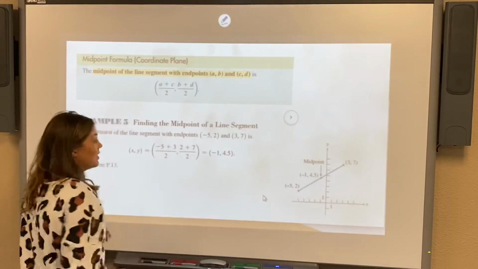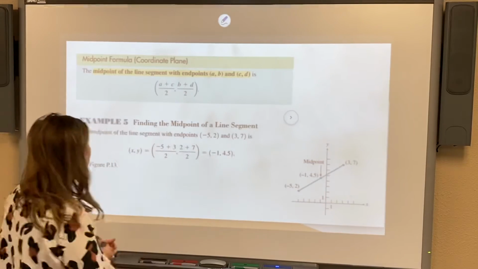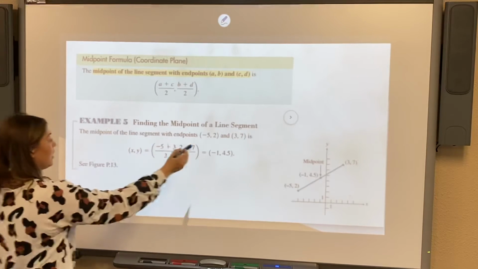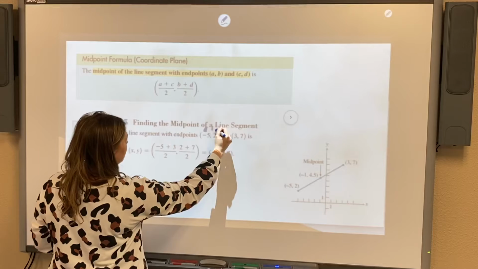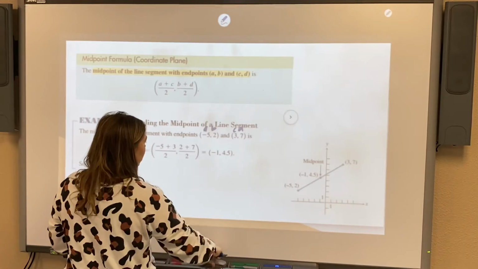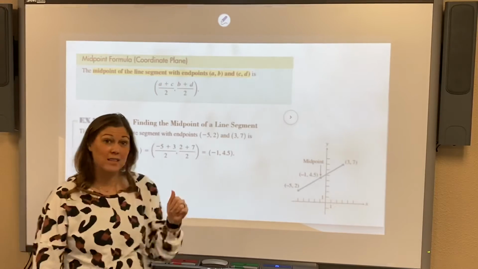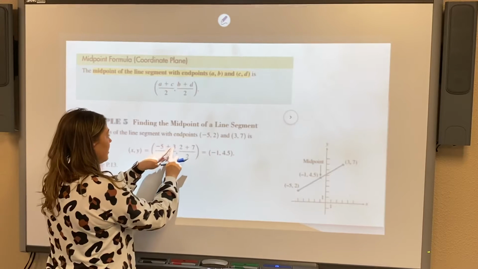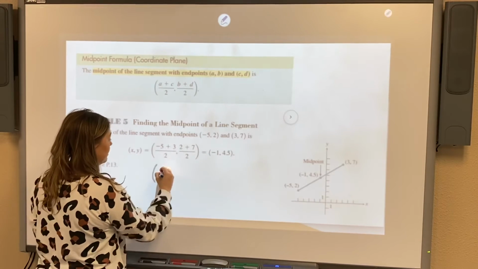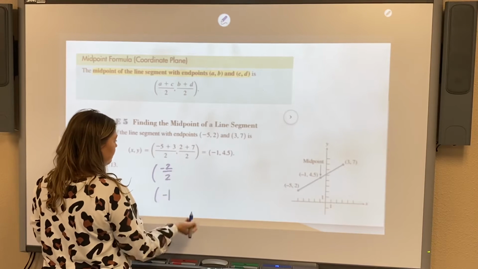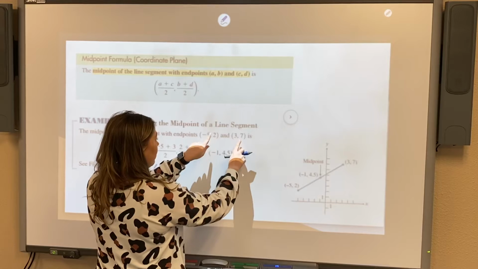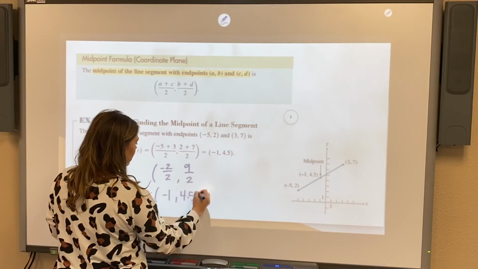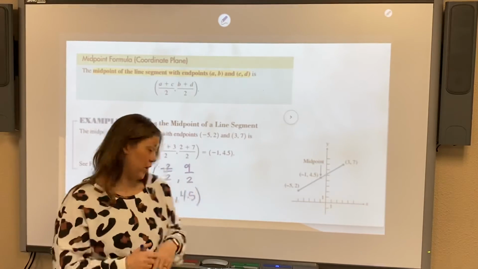Okay, so if we look at it as far as coordinate points, it would be the same thing. So you add your A plus C, and then so like here, this would be A, this would be B, this would be C, and this would be D. I just like to think of it as you find the average of your X's and the average of your Y's. Okay, so your X here would be -5 and 3. So we have -5 plus 3 divided by 2. Well, -5 plus 3 is -2 over 2, which is -1. And then the second one, we do our average of our Y's. 2 plus 7, which is 9. 9 over 2 is 4.5. Okay, so that is halfway between those two coordinate points.